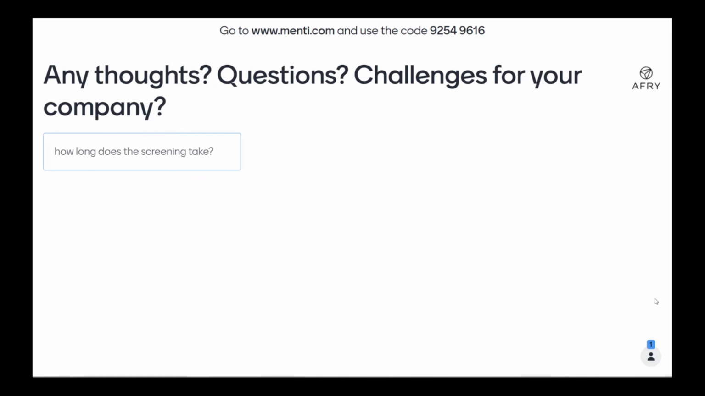How long does the screening take? The workshop itself is two sessions of two hours where we scan the different business areas. Then the follow-up, how we identify measures, depends on the company and how many measures you want to analyze further. But the online workshop takes two times two hours.